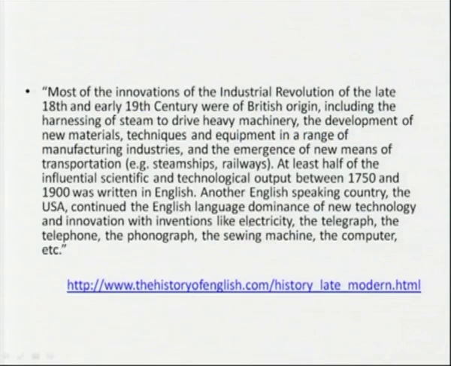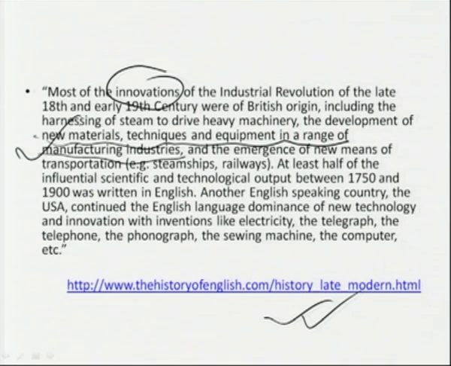Now, let us look at this slide, and I am here quoting from the history of English. I would urge you to read up the entire text, which is quite well written. Let us read from here. Most of the innovations of the Industrial Revolution of the late 18th and early 19th century were of British origin, including the harnessing of steam to drive heavy machinery, the development of new materials, techniques and equipment in a range of manufacturing industries, and the emergence of new means of transportation, for example steamships and railways.